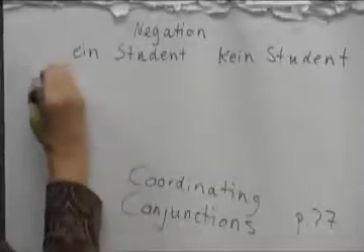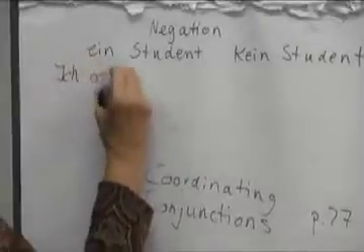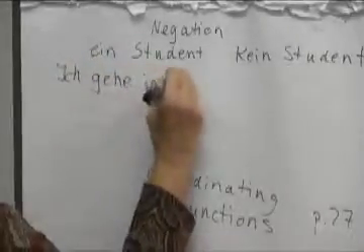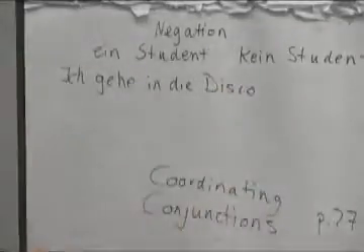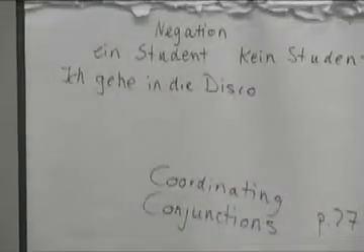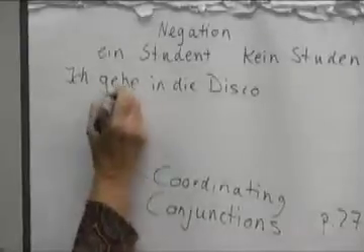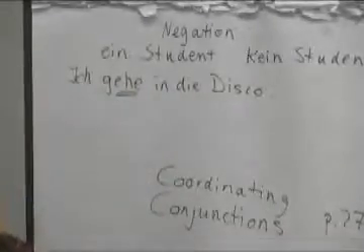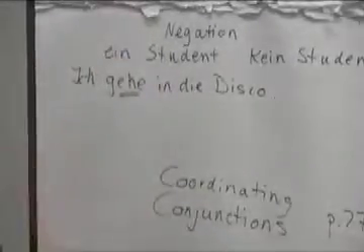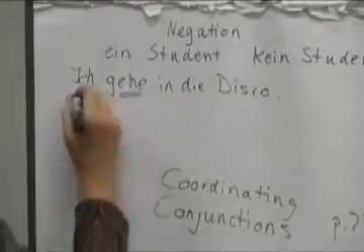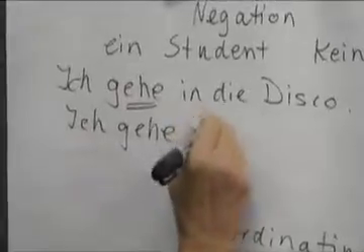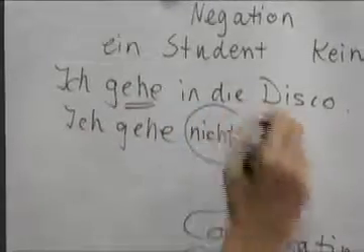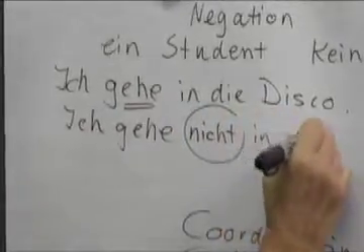For example, ich gehe in die Disco. Now how do we make that negative? We have a verb now in the sentence, right? And we want to negate that, we want to say we are not going. So look at this. We use the little word nicht. And that means not. Ich gehe nicht in die Disco.